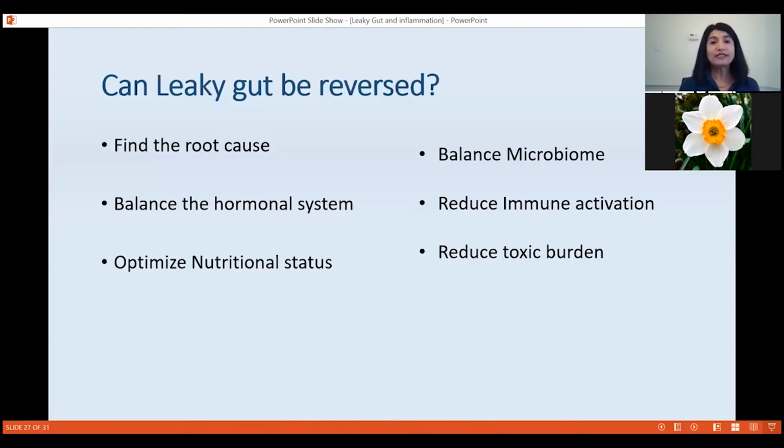For example, your hormonal system has to be balanced. Your nutritional status has to be optimal for you to be able to repair the gut lining. The microbiome or bacteria needs to be balanced. Your immune system has to be stabilized and calmed down. And last but not least, reduction of the toxic burden. Very important. Without making sure that the internal milieu or the internal environment of the body is optimal, you will not be able to repair the leaky gut. And so all of those things need to be taken into account.